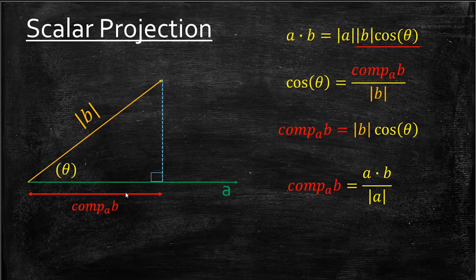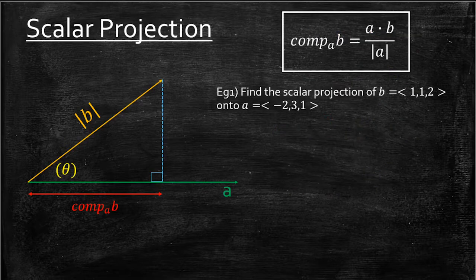And this becomes really useful when we're finding the minimum distance between two lines, or the minimum distance from a point to a plane. There's lots of applications of this result over here. Let's look at some examples now.